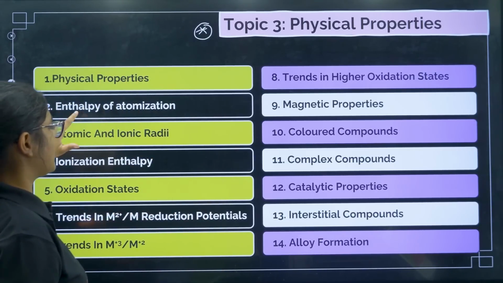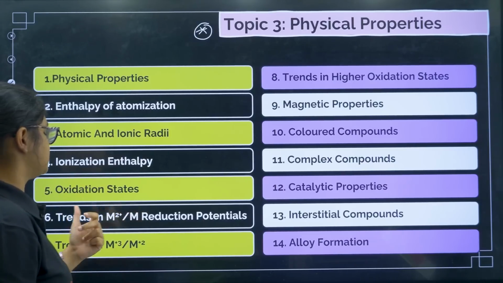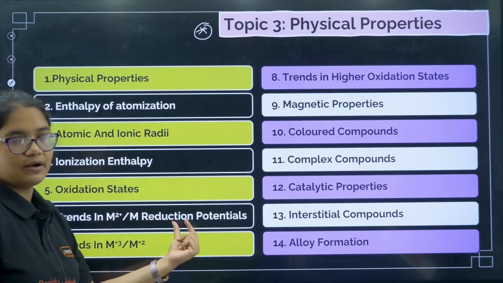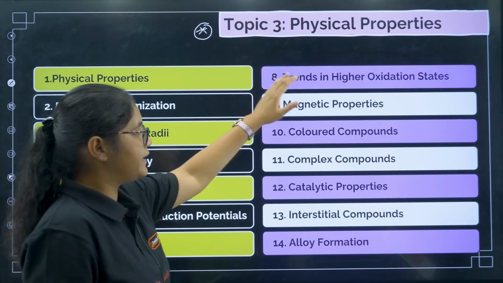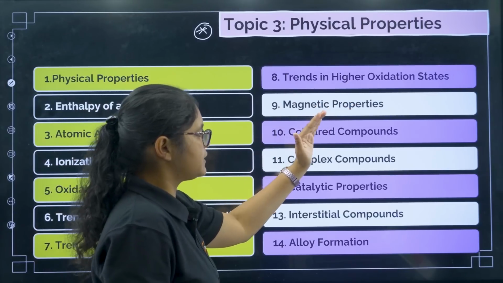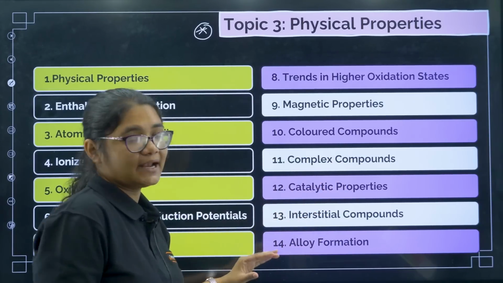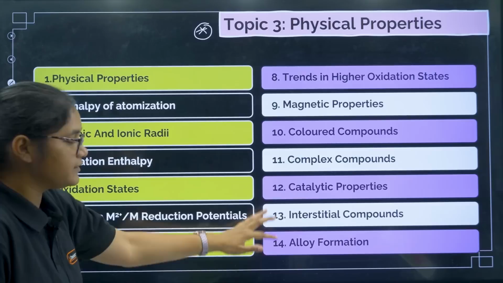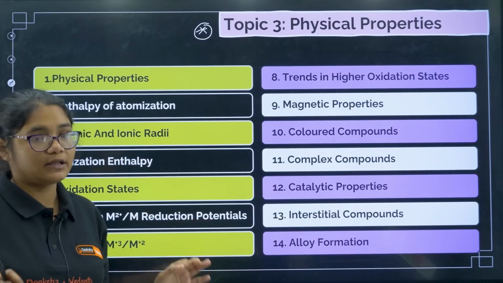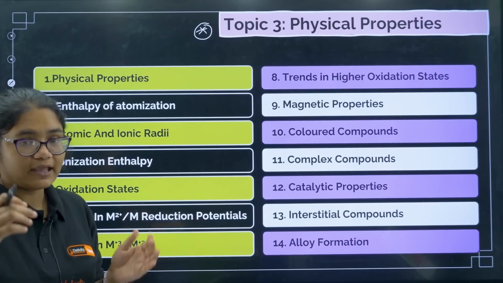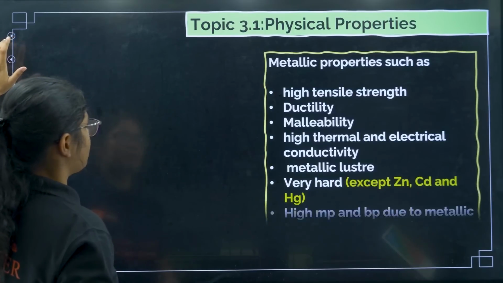Then we'll talk about the enthalpy of atomization, atomic and ionic radii, ionization enthalpy, oxidation states, trend in M2+ to M reduction potential, trends in M3+ to M2+ potential, then trends in the higher oxidation states, magnetic properties, colored compounds, complex compounds, catalytic properties, interstitial compounds, and alloy formation. All these things are very important and the core topic of this chapter, so please do not ignore this. You have to understand all 14 properties with me. Okay, let's start with the first thing, your physical properties.